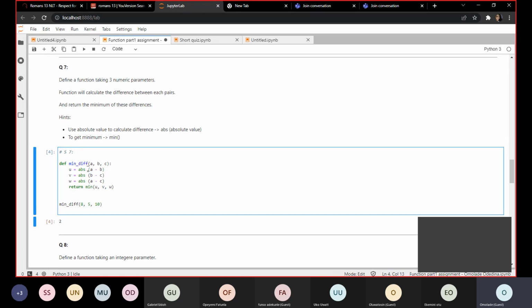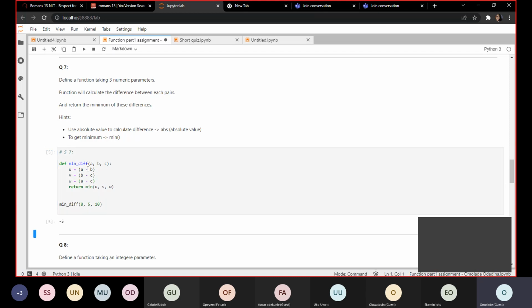But say for example now I remove ABS in all these functions. Can you see what it's giving me now? It's going to give me a totally different answer, because a minus b is 3, b minus c is minus 5, a minus c is minus 2, and the minimum of all of them is minus 5.